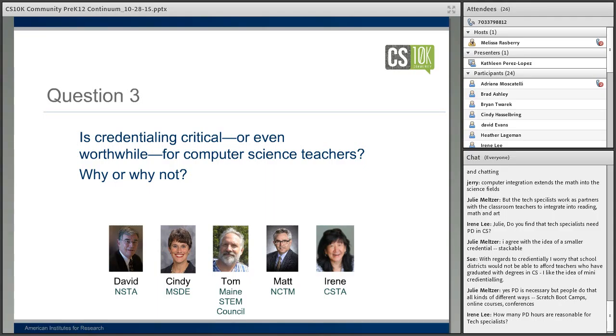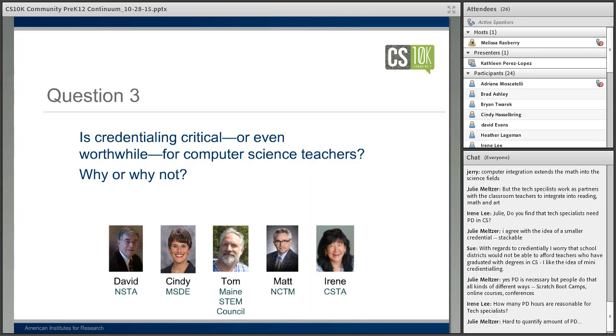It seems the participants, the audience, agree with that. A smaller credential, stackable. And a good point, I forget which one of you raised it, is that if you have a CS degree, there's a lot of competition in the marketplace. So Sue says she worries that school districts would not be able to afford teachers who have graduated with a degree in CS.